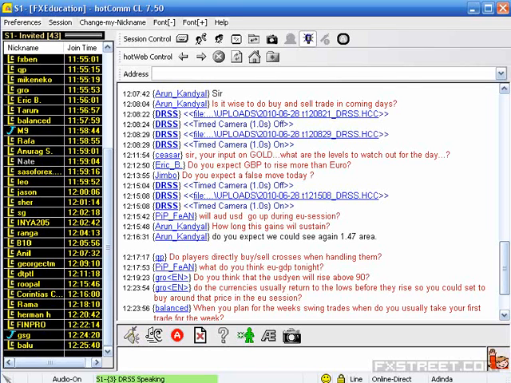Is it wise to do buy and sell trade in coming days? Yes, Arun. Then see your input on gold. What are the levels? So gold is making a higher level consolidation, and probably you would have noticed that about 15-20 days back everybody was telling that whenever there is a risk aversion, gold will go up. But last week I have seen that there was a risk appetite. Euro and GBP went up according to their terminology, but gold also went up.